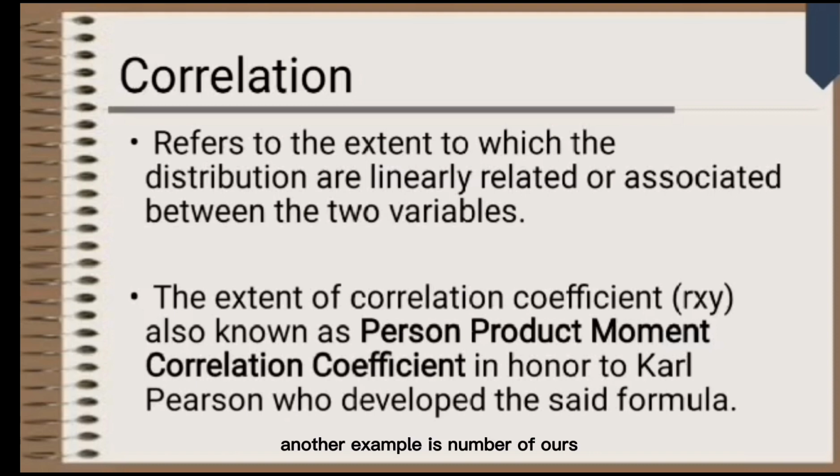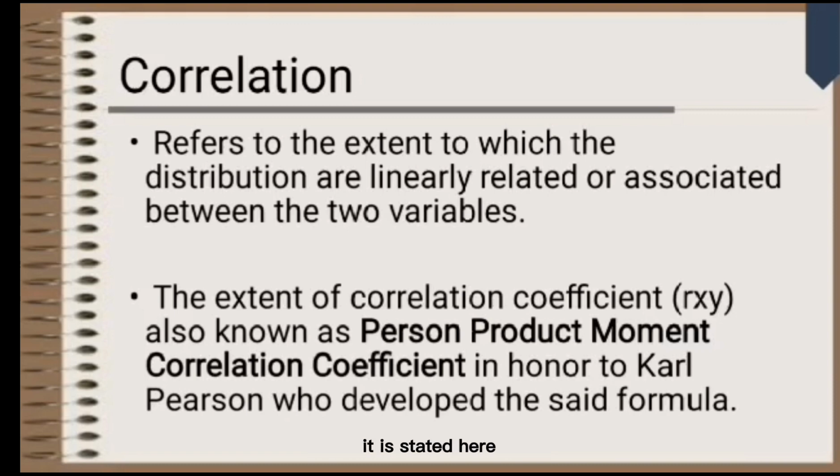Other examples are number of hours studying and final grade, student grade in math and English, and hours of playing mobile games and grade in math. In addition, the value of correlation lies between -1 and +1, negative and positive. But we will discuss that later.